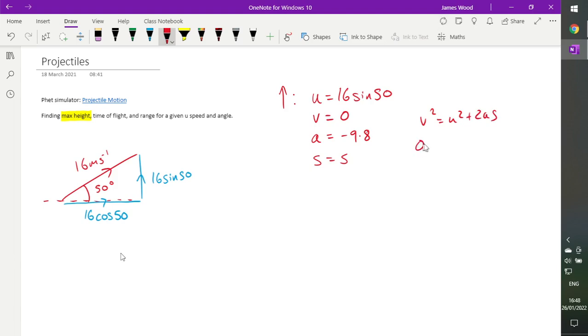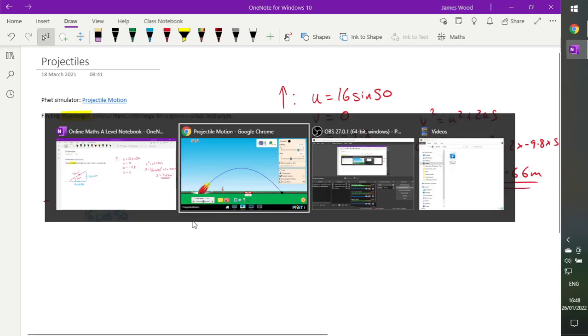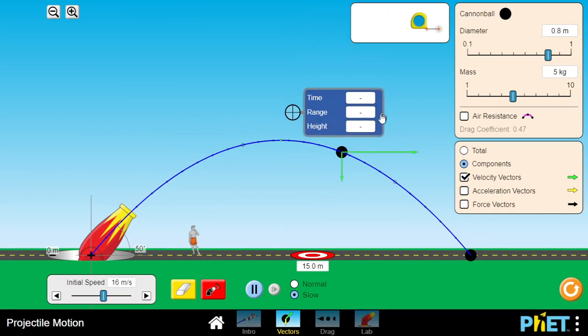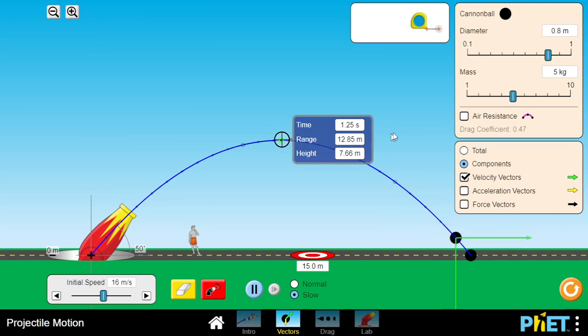So if I calculate that, I've got 0 equals u squared, so it's going to be (16 sine 50) squared plus 2 times minus 9.8 times s. And then we can solve this to find out what s is. Okay, so if I do that, I get 7.66 meters. Let's check it on this simulator. So I fired it. It follows this path here, and I can use this to tell me what its height was. There we go, 7.66 meters. I can see that there.